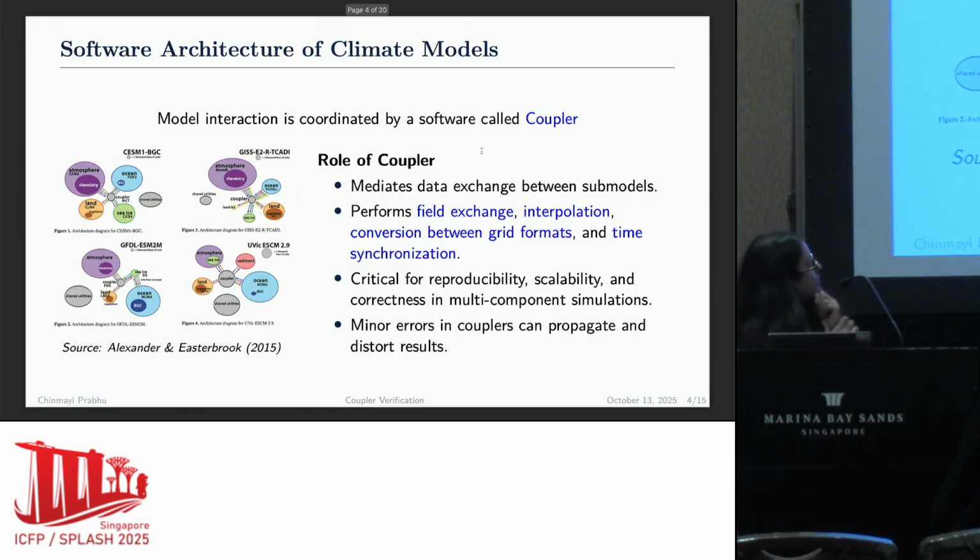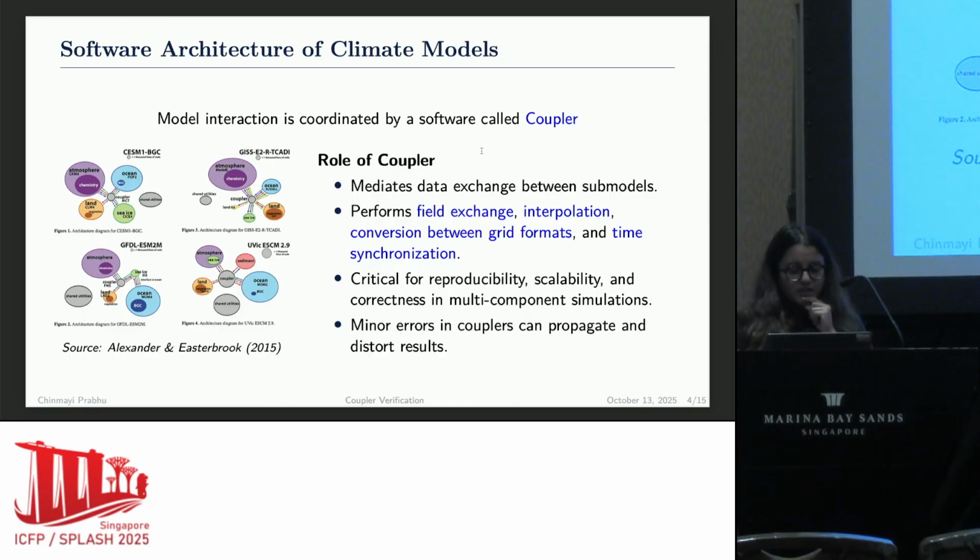So what is a coupler? It acts as a communication hub. It helps in model interaction, where the data exchange is mediated between various submodels. Usually it performs various operations like field exchange between the models. It performs interpolation of data and conversion from one grid format to another, and also time synchronization when the models are running at different time steps or different time intervals. How do we synchronize between 2 models? The coupler is the one performing a lot of these operations for different models.